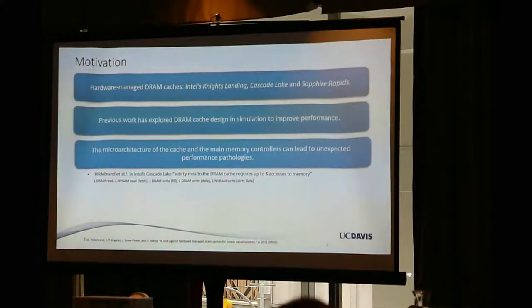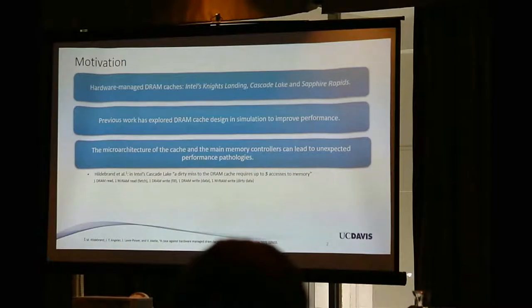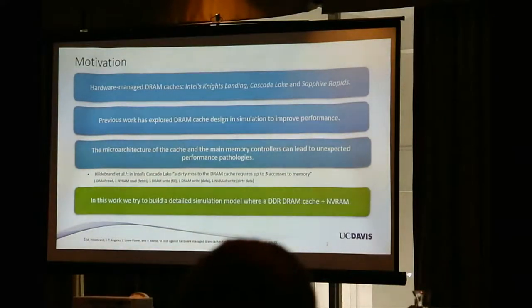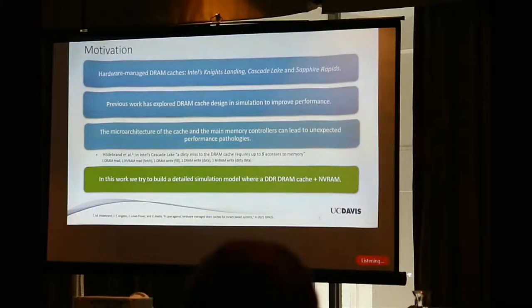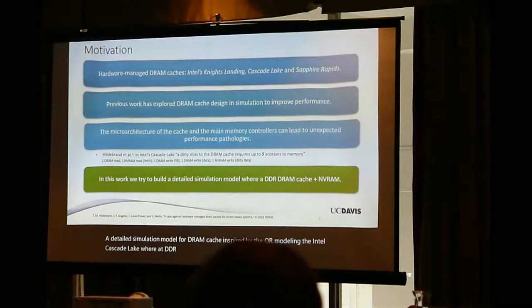One example is reported by Hillebrand and his colleagues, where they analyzed the real hardware of Cascade Lake, and they said that, for example, in case of a write miss, it can lead to up to 5 memory accesses. This type of behavior and access amplification, we believe, can dramatically affect the performance that we can get from the DRAM caches. As a result, we decided to develop this tool, which is a detailed simulation model for DRAM cache modeling Intel's Cascade Lake, where a DDR4 is a DRAM cache backed up by an NVRAM.